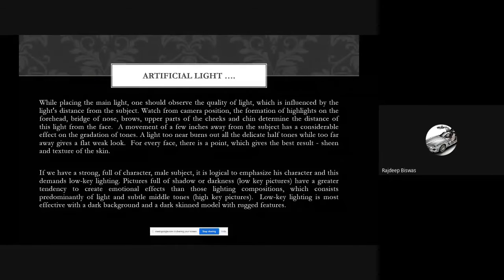Now, pictures full of shadow or darkness have a greater tendency to create emotional effects than those lighting compositions which consist predominantly of light and subtle midtones, the high key images. Obviously, when we see an image with a play of light and shade, it gives us some kind of emotions. However, when we see a high key image, we just see a beautiful image. That's it. That's the difference. Now, low key lighting is most effective with dark background and dark skin subject with rugged features. Again, this is an indicative statement that I have made. It doesn't mean that you cannot have a low key lighting setup for a fair subject. You can obviously do that.